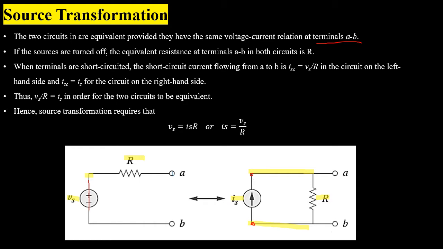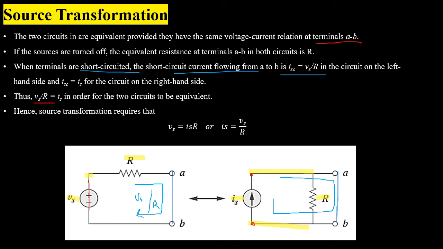Now if in both cases we short the terminals A to B, then the short circuit current will flow from A to B. In the first case, the short circuit current will be equal to the voltage source divided by the resistance in the circuit on the left hand side, whereas in the case of the right hand side the short circuit current will be equal to the source current. So the left hand side current, which is source voltage divided by resistance, must be equal to the source current on the right hand side. Then both circuits will be equivalent.